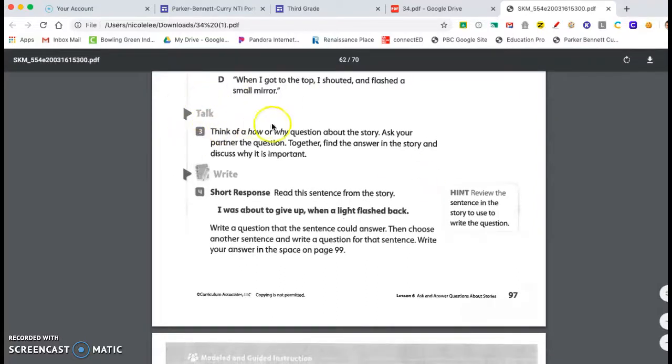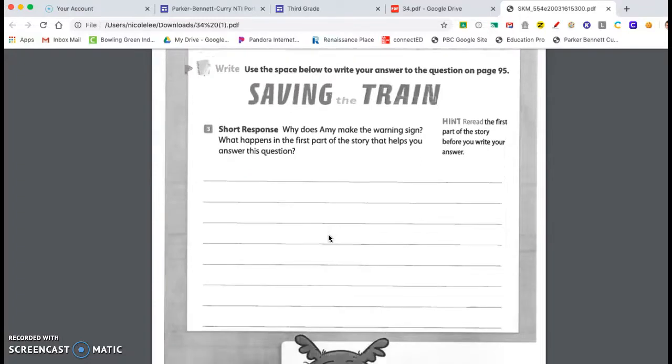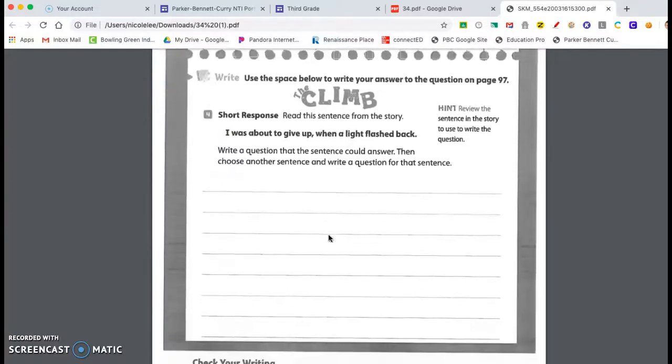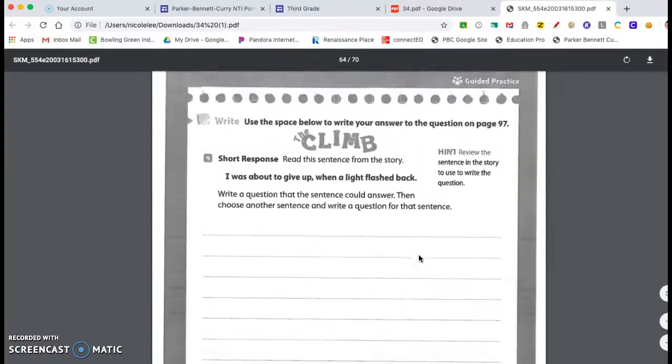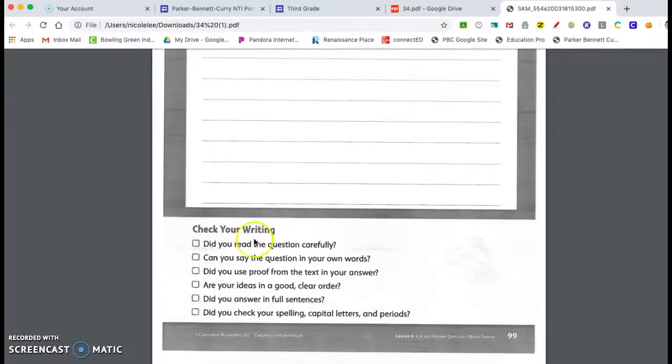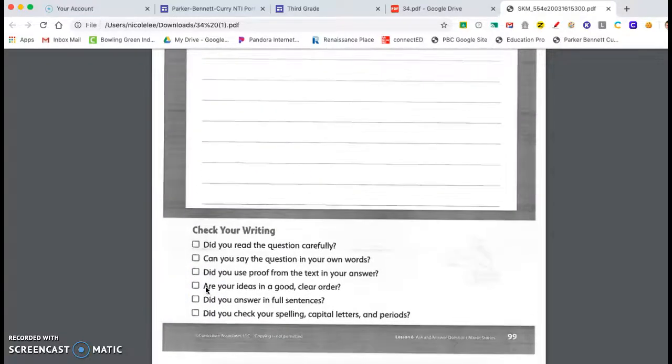Then you're going to do the talk section. Remember, a partner can be a mom, a dad, a sister, a brother. And then you're going to do the write section. But it says to write your answer on page 99. You'll begin by restating the question and then giving evidence to prove your answer. And this is where you will write your answer on page 99 for that short response question. And it gives you a checklist. You need to read through these and make sure you did all of these things in both of your written answers. And that concludes week 2, day 4.